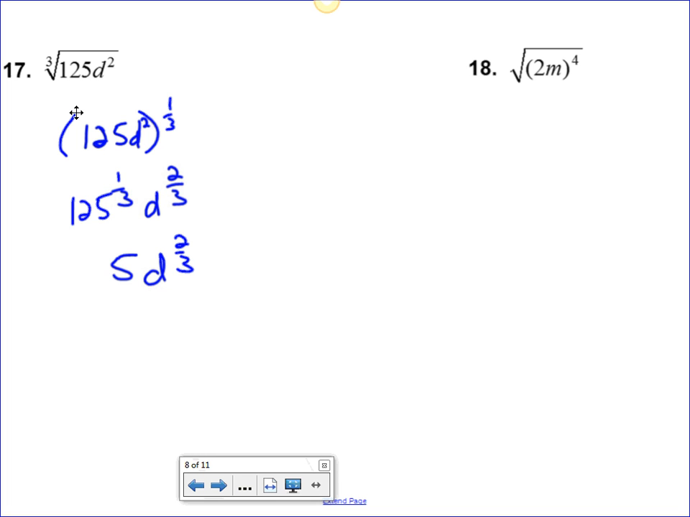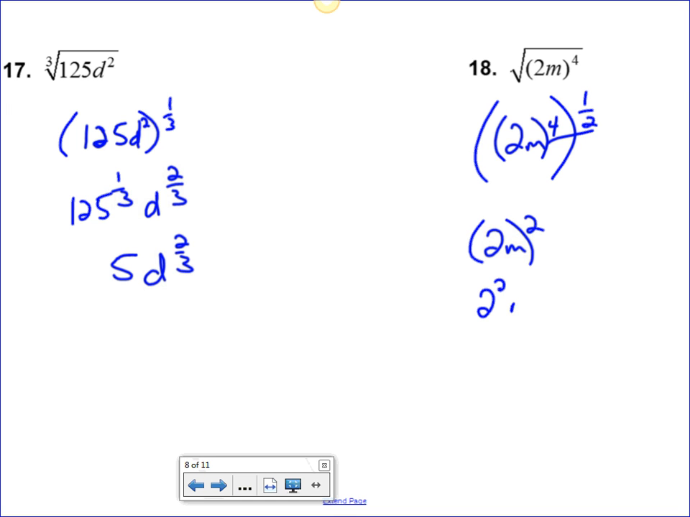Okay, so for this one, I've got the square root of 2m to the 4th. So this would be 2m to the 4th, and then that whole thing is to the 1/2 power. If I take the power of a power, I get 2m to the 2nd power. Well then I just take 2 squared, m squared, so I get 4m squared.